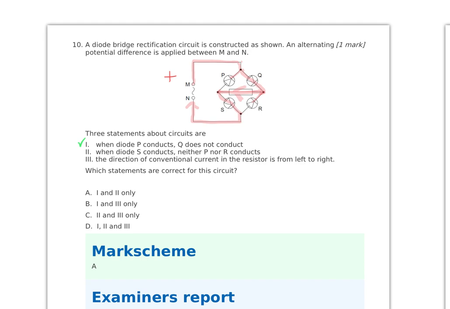Yes, that is true. When S is conducting, P and R are blocking that positive charge flow. But then number 3 says the direction of conventional current in the resistor is from left to right. No, we've established it is flowing from right to left, so that is not true. So 1 and 2 only, that would be A, the end.